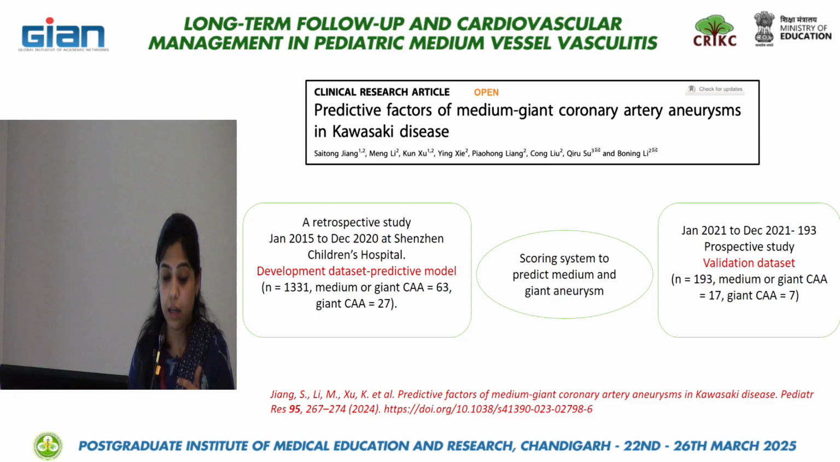We have talked about Kobayashi scores, Sano scores, Egami scores, and everything, all those scoring systems for IVIG resistance. This is one of the scoring systems that has been published recently in 2024 from China. They also had a development data set and a validation data set and tried to make a scoring system.